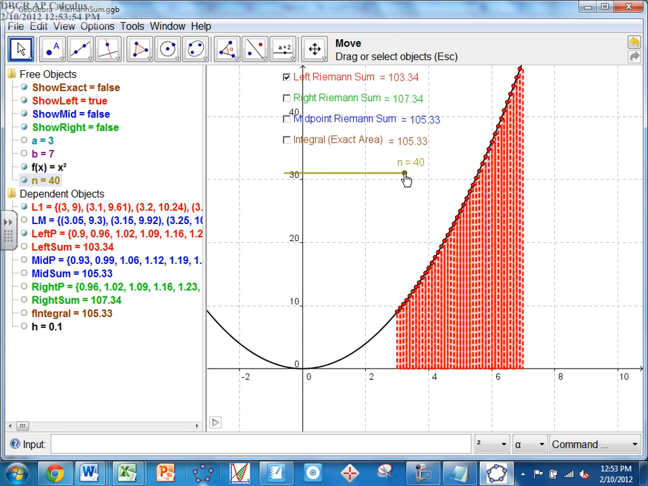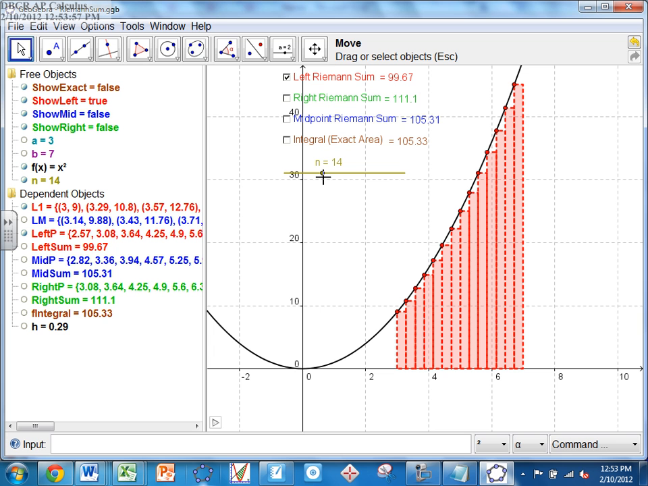Now, the next lesson that we're going to talk about next week, to give you a preview, we'll start looking at this geometrically, but we're not going to do anything by hand. It is looking at the difference between left and right approximation.